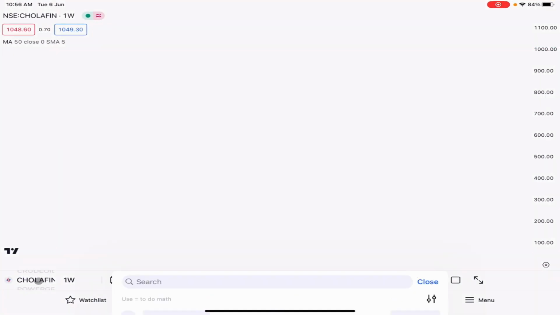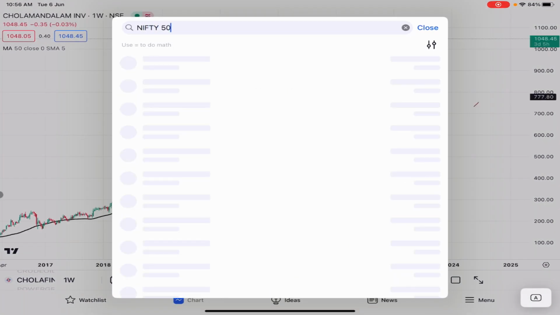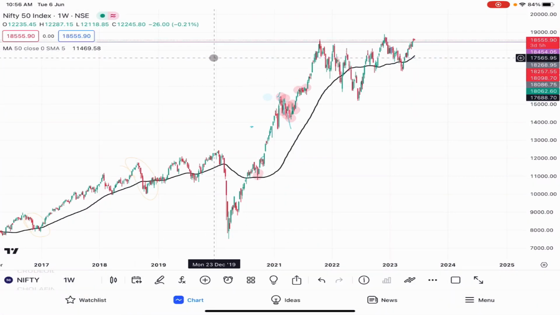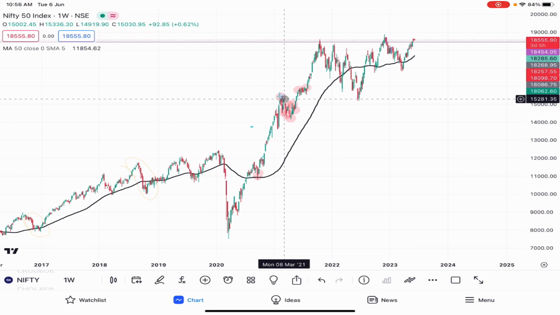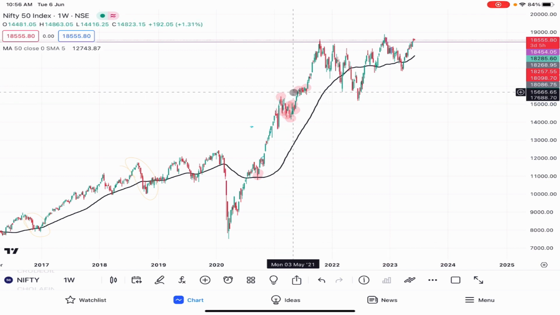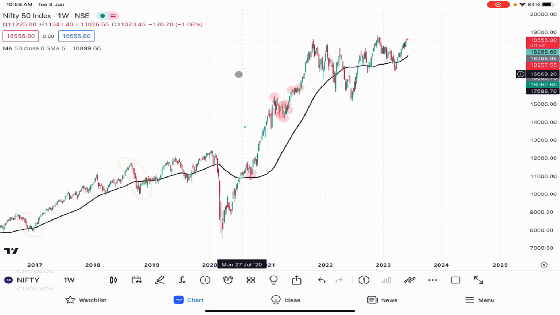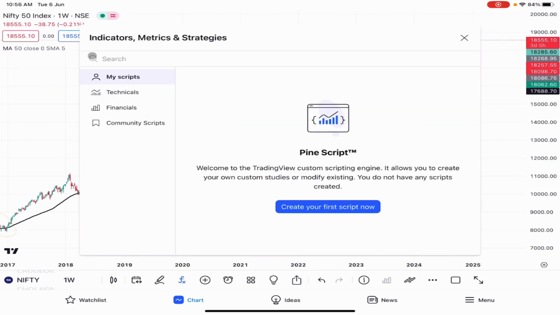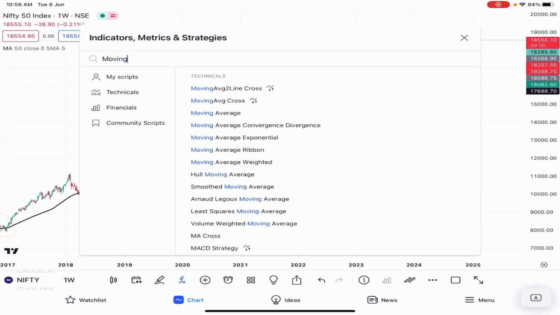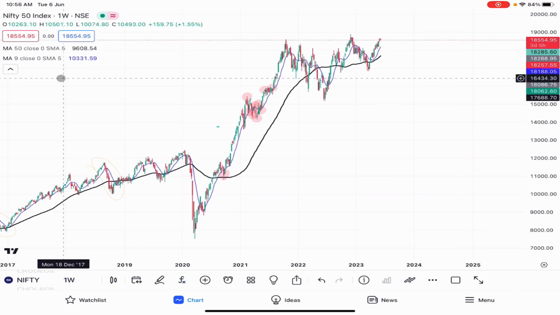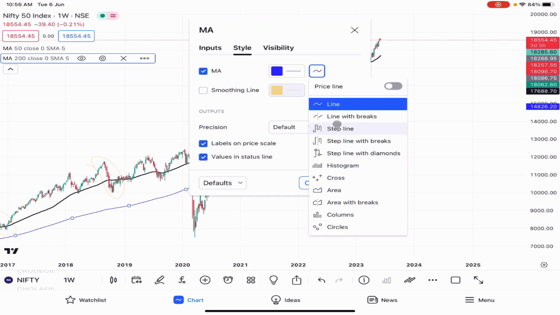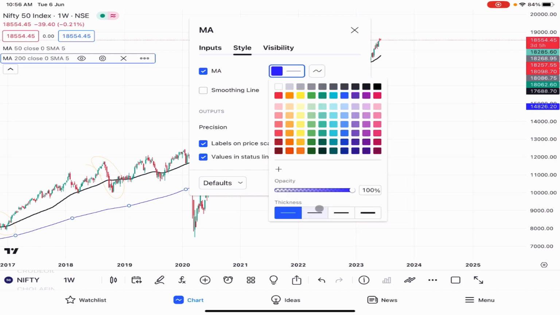Let me go to Nifty only. Nifty 50. Okay, I'm removing my support resistance. Just a second. Okay, look at this. So right now the black line is my 50 moving average. Let me add one more moving average. Let me add 200. Okay, I'm going on my settings and changing the length to 200. I hope that is clear now. So blue is my 200 moving average in this case.